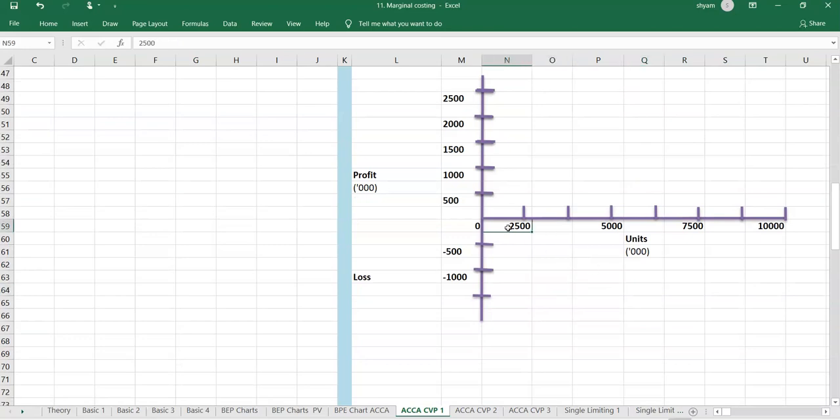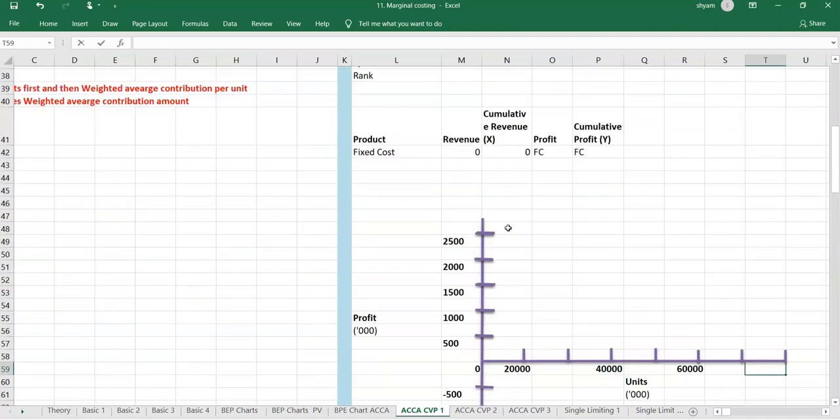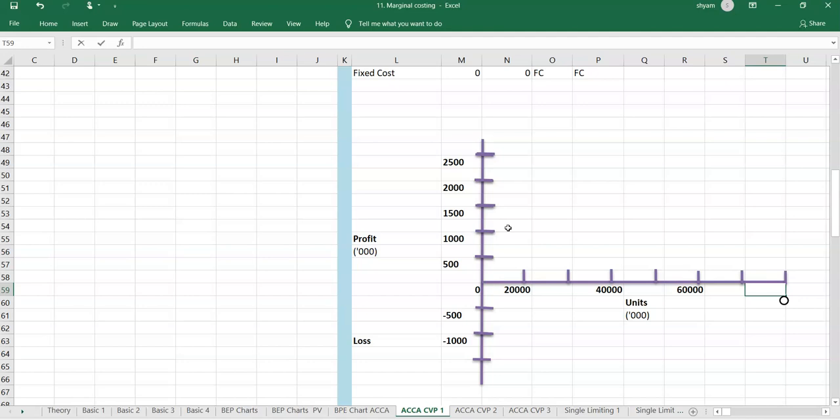So 68,000 is the maximum units. I think we'll show it as 70,000 units, but the scale should be 20,000, 40,000, 60,000 and 80,000. We can show 80,000. It's all about the scale only here. So we will have this kind of scale, and we have to draw a line. Let's get the line now.